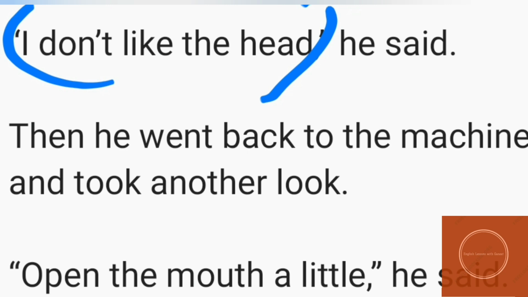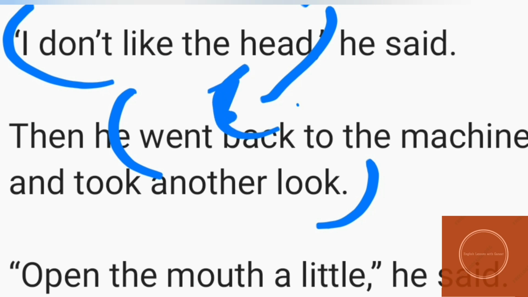"Then he went back to the machine and took another look." This is the third time the photographer is going inside the machine to take a look. The second time he went in quickly and just came out. The third time he went inside again for another look, because he didn't like the face, he didn't like the head. He wanted to see in which angle he could get a good photograph of this man who was not too good looking.